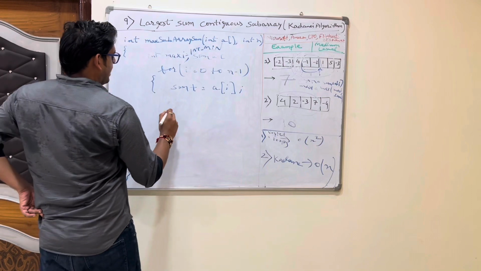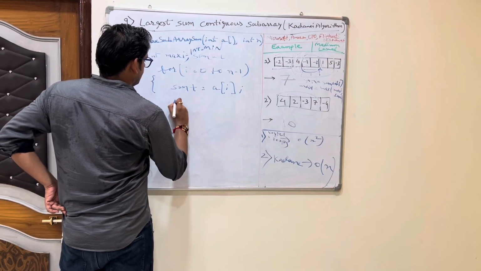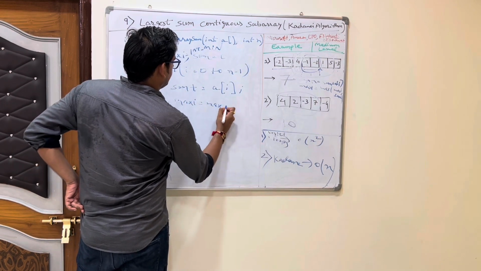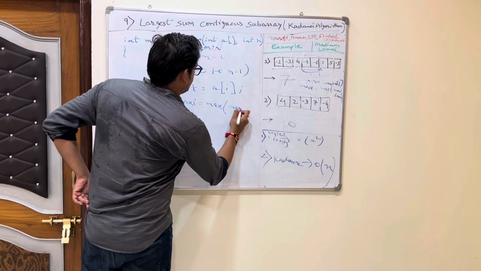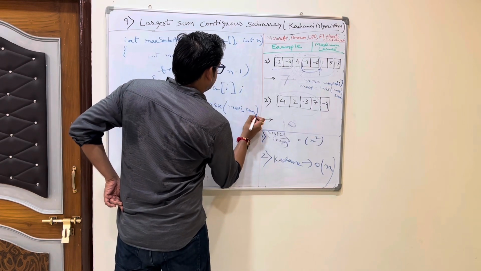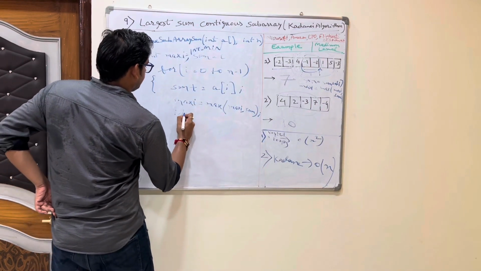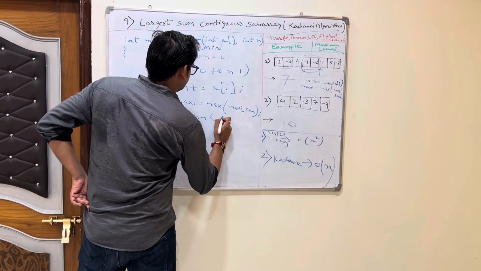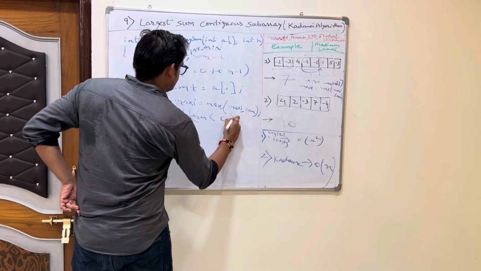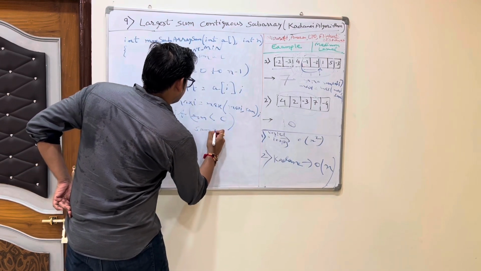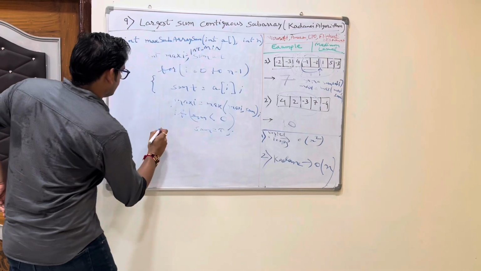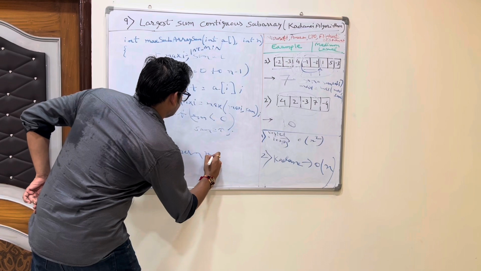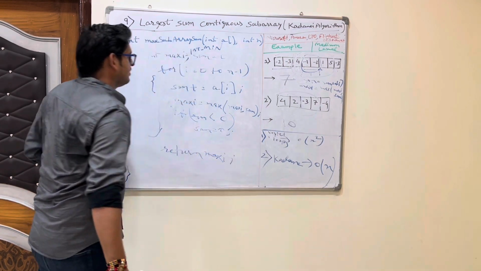And maxi would be max of maxi comma sum. And if sum becomes less than 0, then we will make the sum as 0. Simple. And we will return maxi. Right?